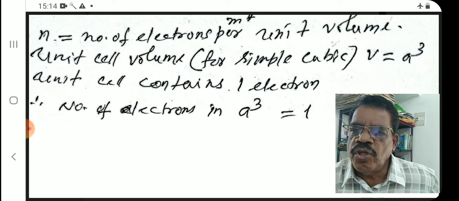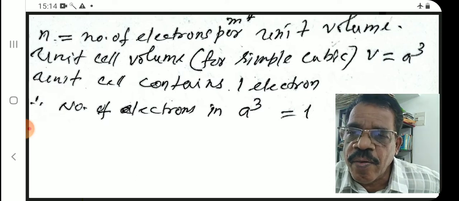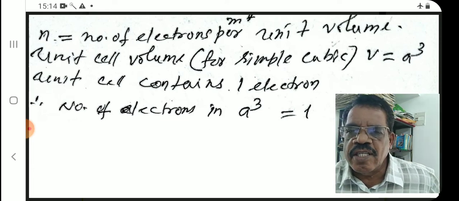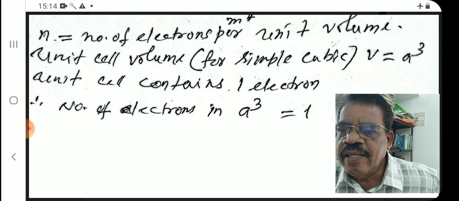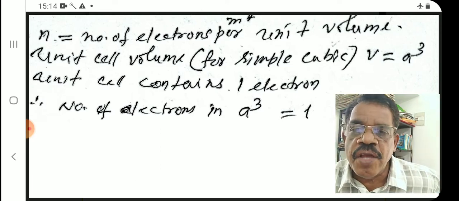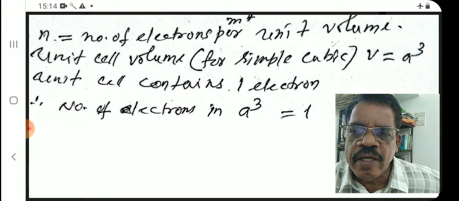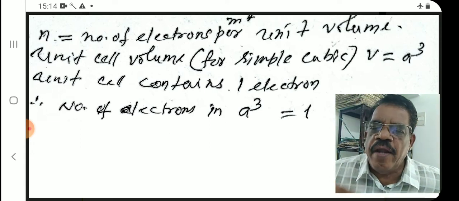And you remember, unit cell contains one electron as per the question. Unit cell contains one electron, so we can write number of electrons in a cubed, that is unit cell volume. Number of electrons in a cubed, in unit cell volume, is equal to 1.